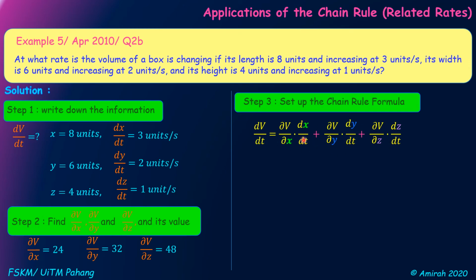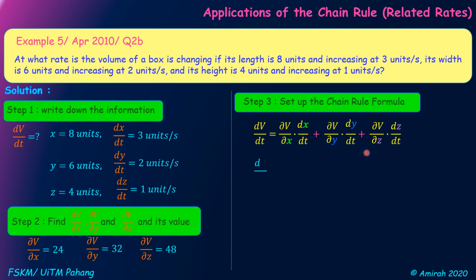This is the chain rule. If we have 3 variables, let's say x, y, and z, the chain rule will have 3 pairs, 1, 2, 3, 3 pairs of multiplication of 2 derivatives. Between the 3 pairs of multiplication of 2 derivatives is a plus sign. That's how we set up the chain rule formula.